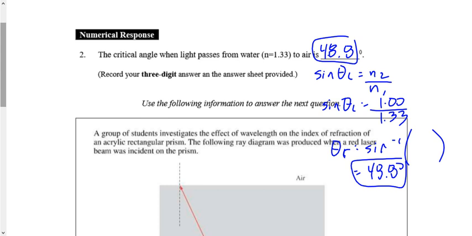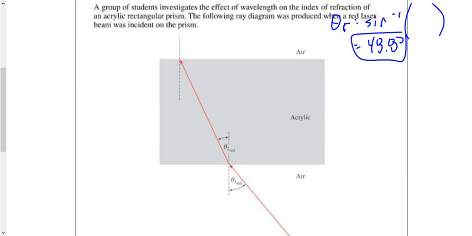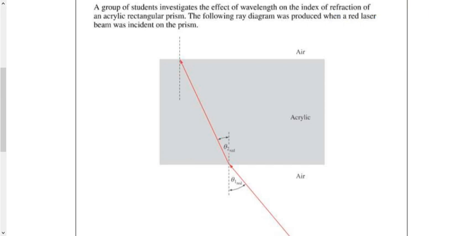We are given some information here about a group of students performing an experiment. It says, we want to test the effect of wavelength on the index of refraction of an acrylic rectangular prism. The following ray diagram is produced when a red laser beam was incident on the prism. So here we go. The red laser beam is going this way. Okay, it hits the boundary between the air and the acrylic. You can see that you got theta 1 measured, theta 2 measured from a normal line, and then of course it goes from the acrylic to the air at the other side, although that's not labeled.